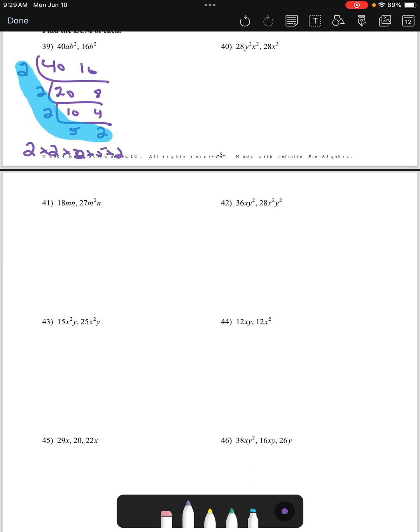Since I'm back to LCM, I'm going to grab everyone from around the outer edge. So that's 2 times 2 times 2 times 5 times 2. That's 8 times 10, which is 80.